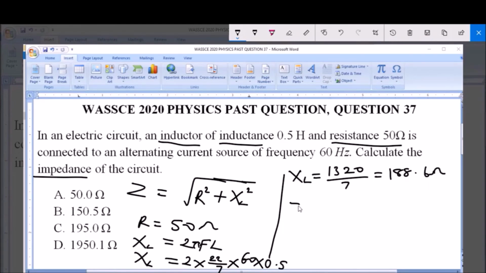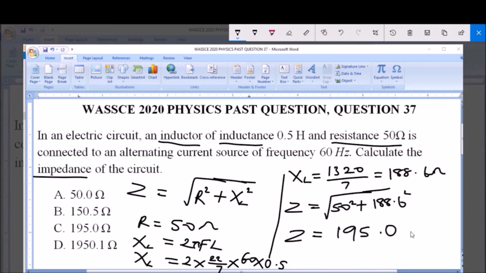So we can now solve for the impedance, which is equal to the square root of R squared, that's 50 squared, plus 188.6 squared. Now when you do this with your calculator, you have that the impedance Z is equal to 195.0 ohms. So this is the impedance for this AC circuit, and this is option C, 195.0 ohms.